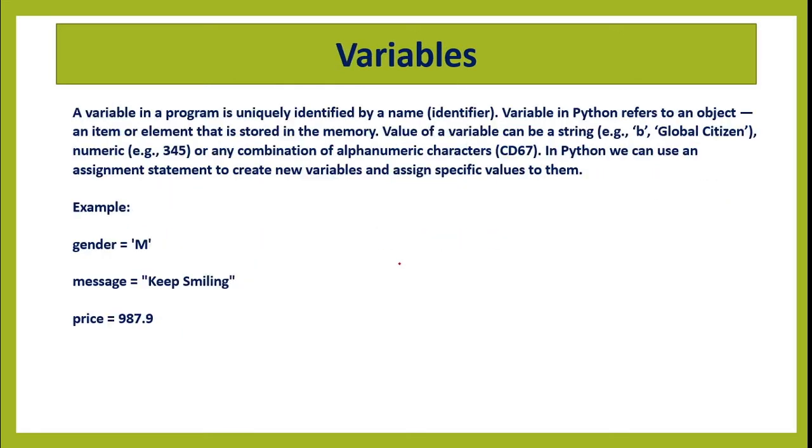So the next one is variable. A variable in a program is uniquely identified by a name. Variables in Python refer to the object, item, or element that is stored in the memory.